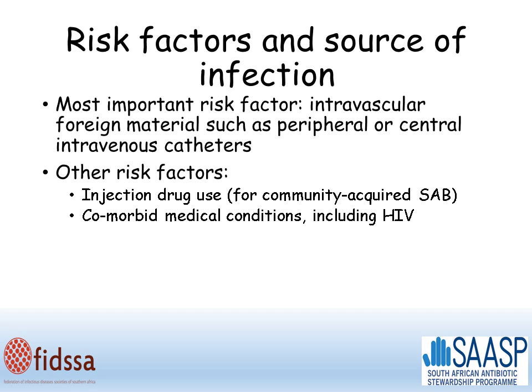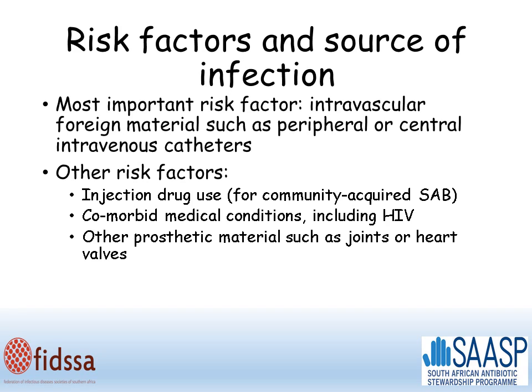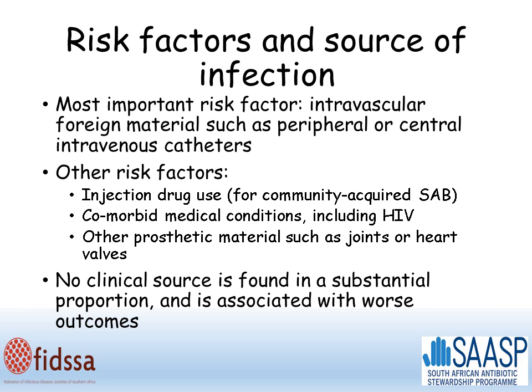Other risk factors are comorbid medical conditions such as HIV, and any other prosthetic material such as artificial joints, prosthetic heart valves, or pacemakers are risk factors for infection. Often no clinical source is found, although we often look for sources such as infected wounds. Commonly these are not found, and when this happens it's associated with a worse prognosis.